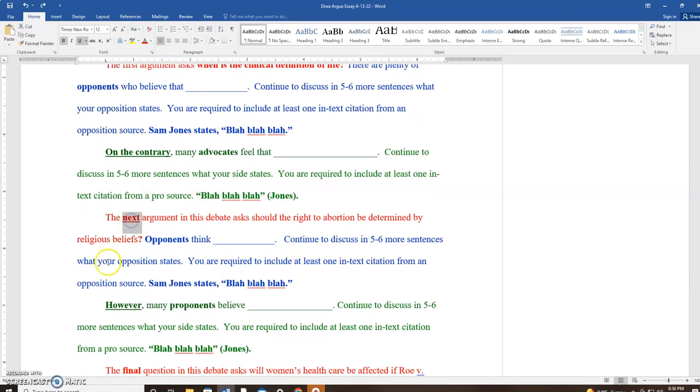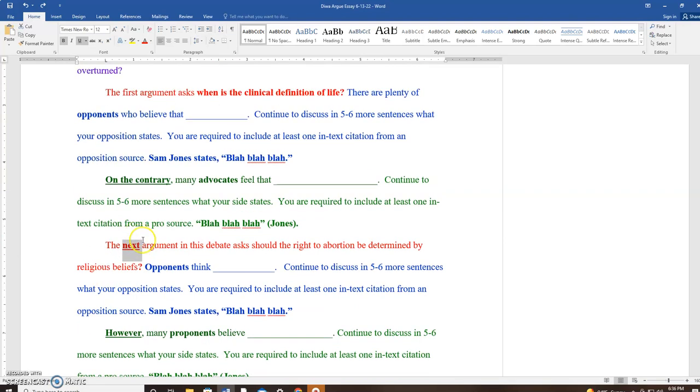I use the word next. You could say the second. You could say also. You could say in addition. But you will begin with a transition. And then, once again, you repeat the subtopic question. In this case, should the right to abortion be determined by religious beliefs?